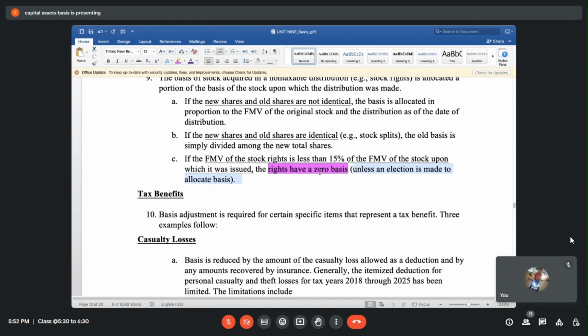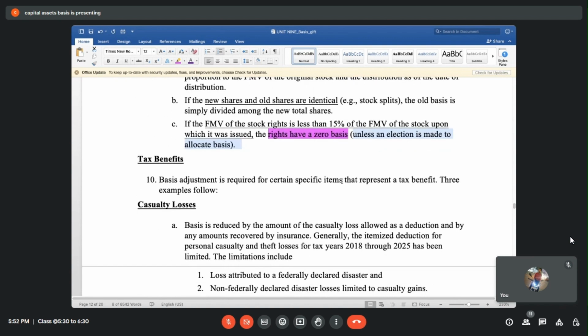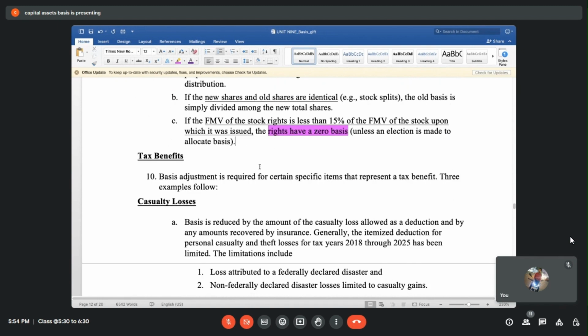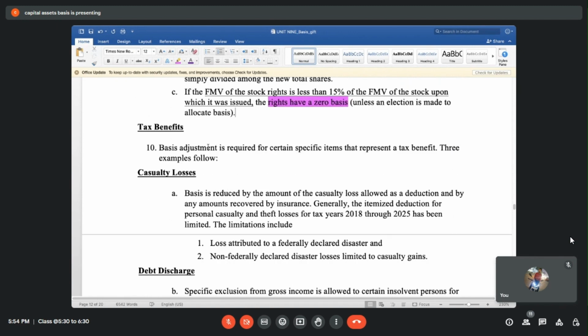But if you say no, I don't want to do that, then fine, just make an election saying that I'm not going to go with this rule. I want to give some basis to these stocks as well. And then again, follow the same thing, the fair market value of old share, new share, take the ratio and then do it. Let's go to some tax benefits.